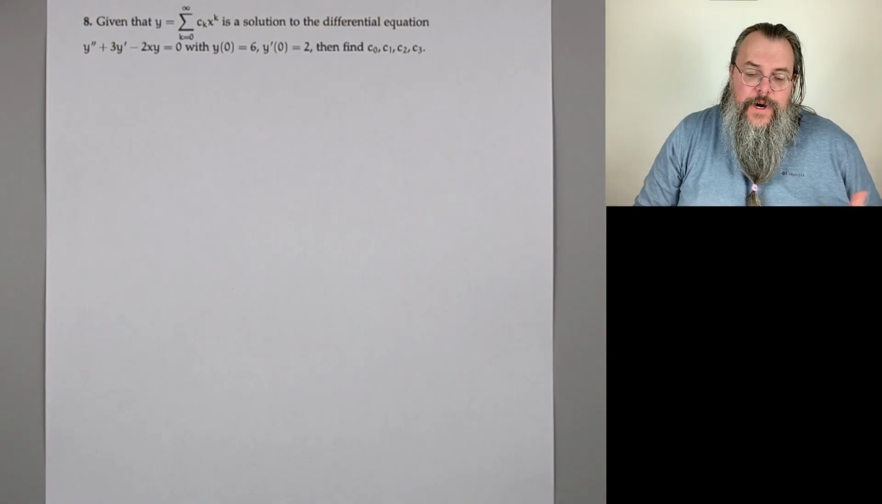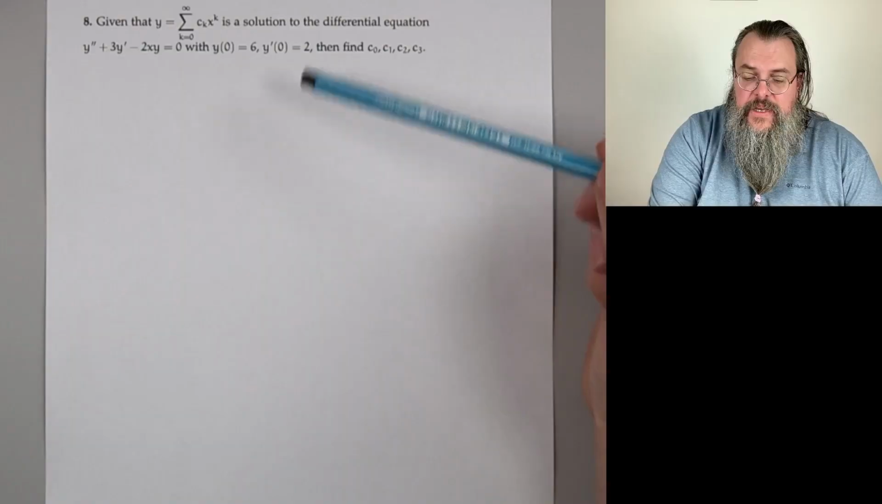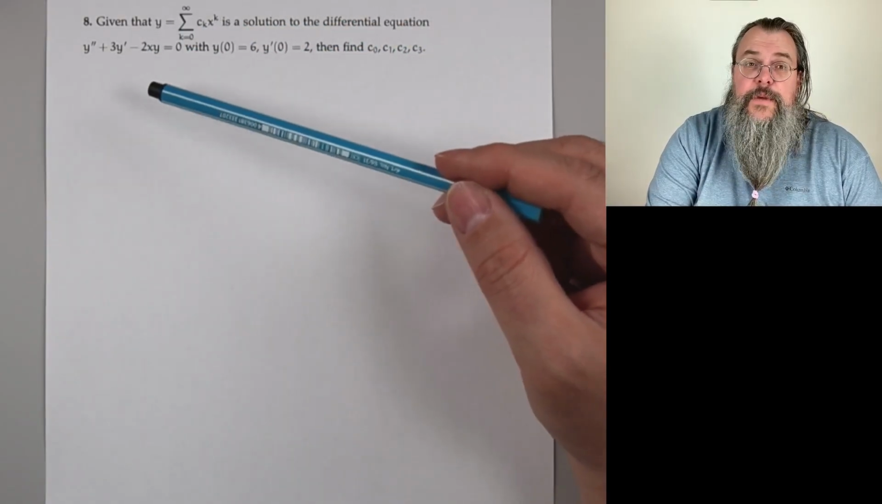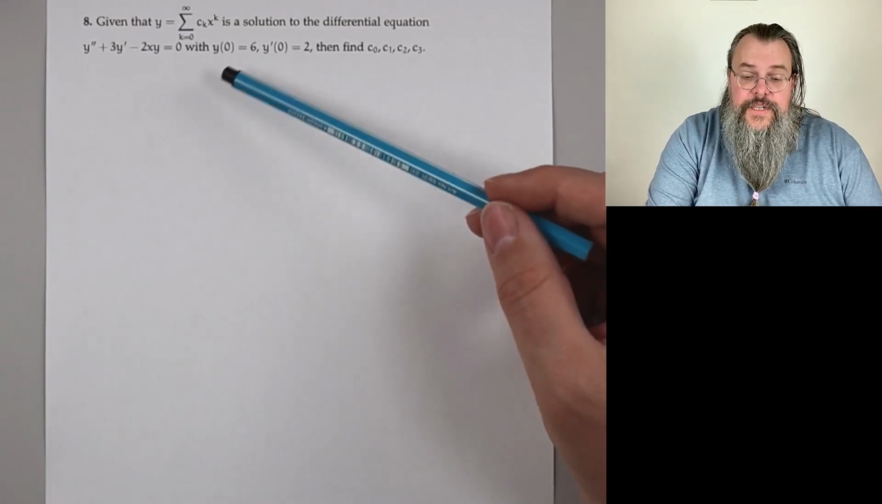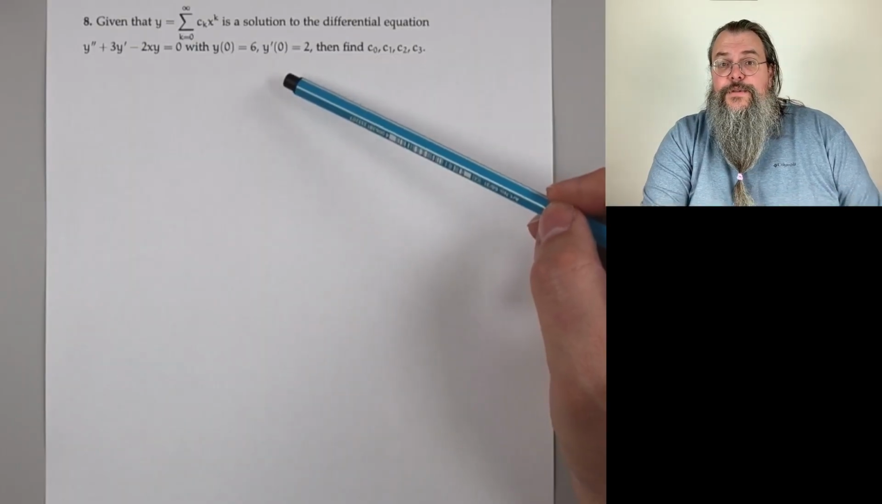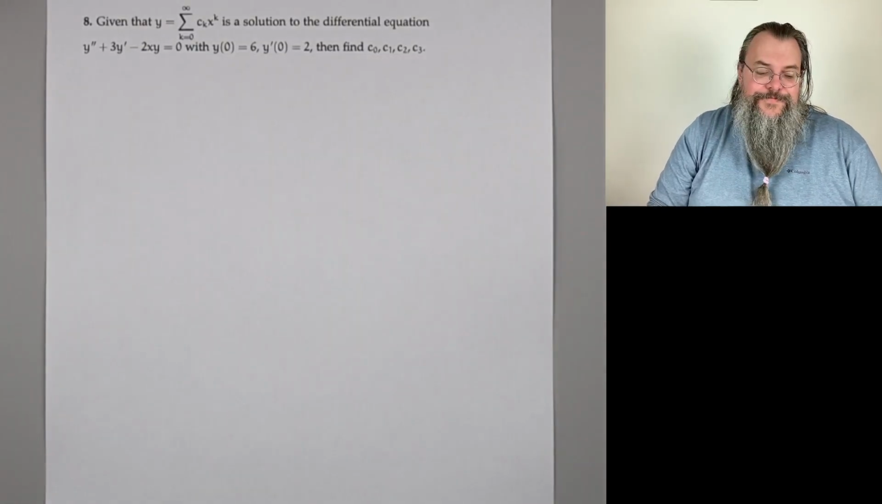We're given that y is the series solution, so it's a sum c_k x to the k, and so a solution to the differential equation, y double prime plus 3y prime minus 2xy equals 0. And we have some initial conditions. y of 0 equals 6, y prime of 0 equals 2. And we're asked to find c0, c1, c2, c3.